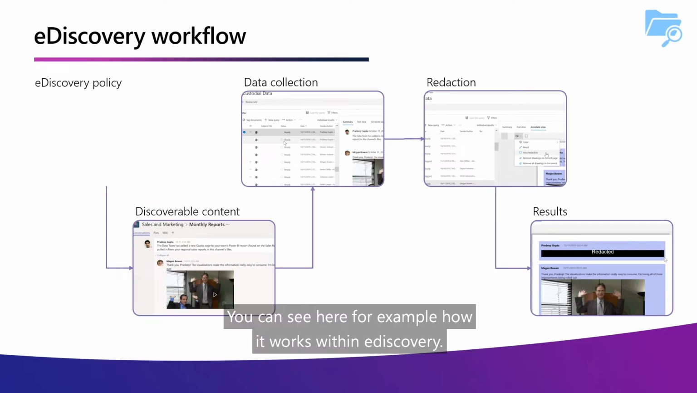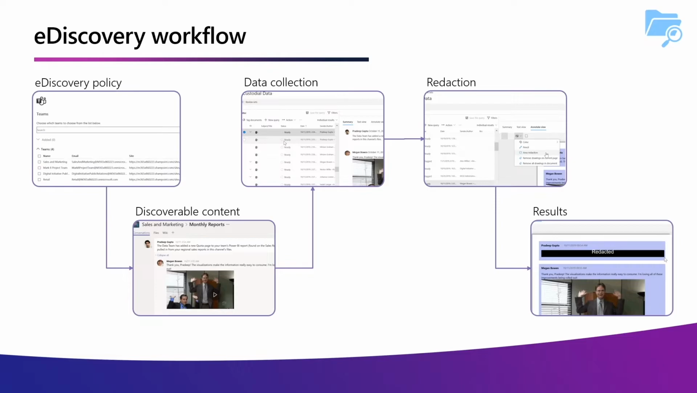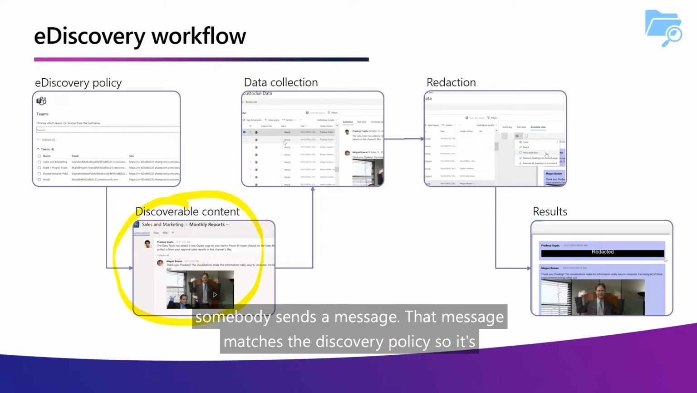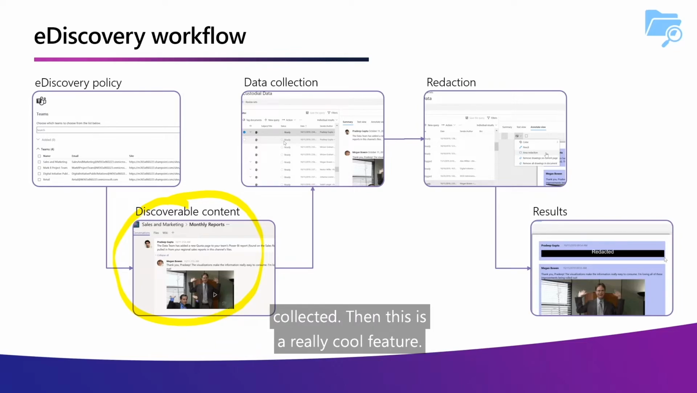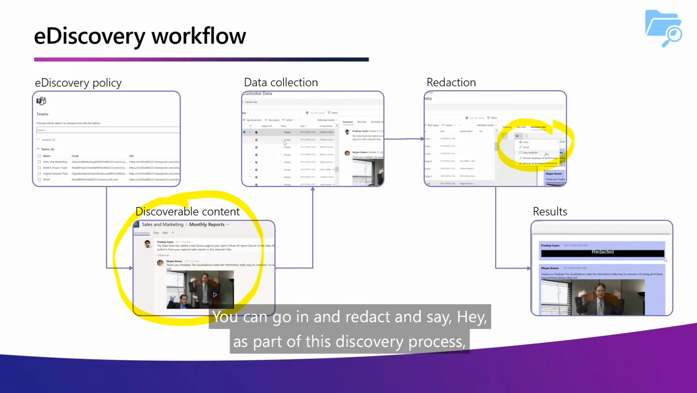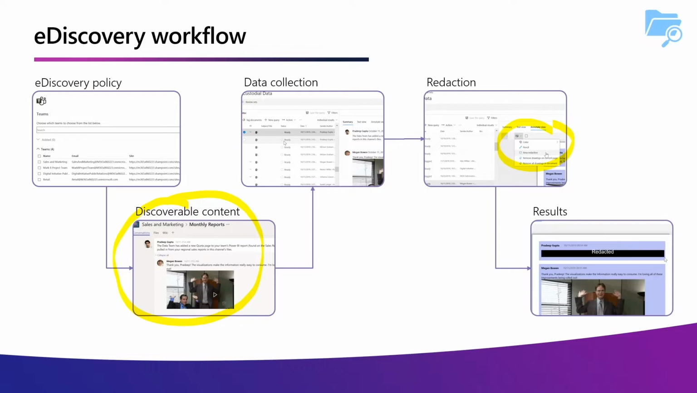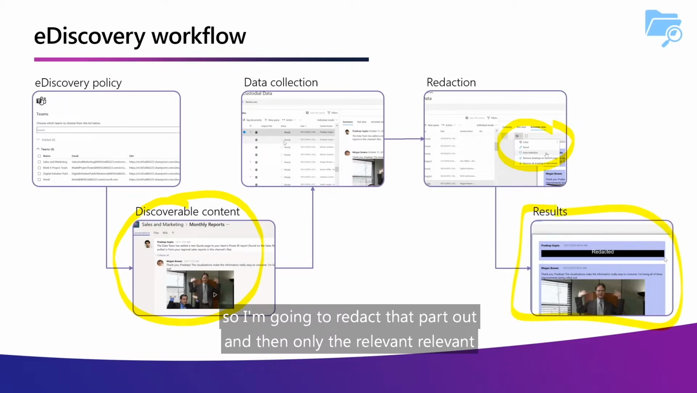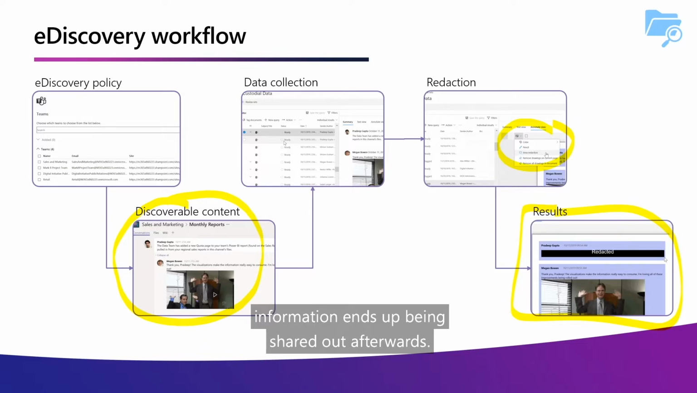You can see here, for example, how it works within e-discovery. We have an e-discovery policy that is created. Then at some time later, there's some kind of discoverable content that's created. Somebody sends a message. That message matches the e-discovery policy, so it's collected. Then this is a really cool feature. You can go in and redact and say, hey, as part of this discovery process, not everything here needs to be shared with whoever's suing me. So I'm going to redact that part out, and then only the relevant information ends up being shared out afterwards.